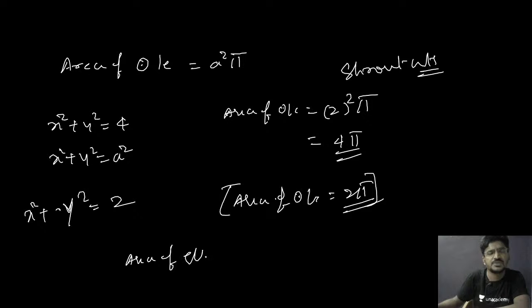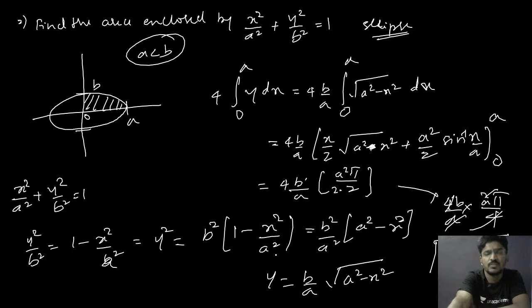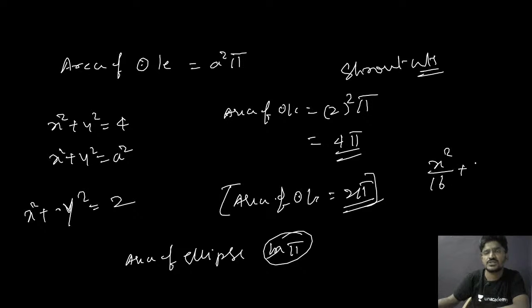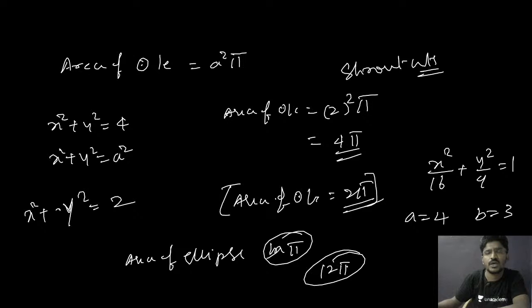Area of ellipse. Area of ellipse, what you got? ab pi. Area of ellipse you got ab pi. Suppose they say find the area of x square by 16 plus y square by 9 equal to 1. Here a value is 4, b value is 3. ab pi will be equal to 12 pi square units. 12 pi square units is going to be the answer.